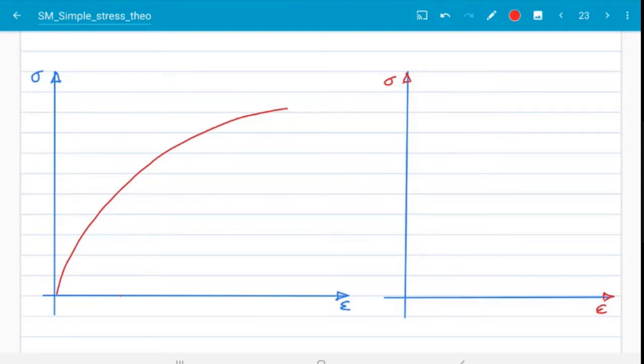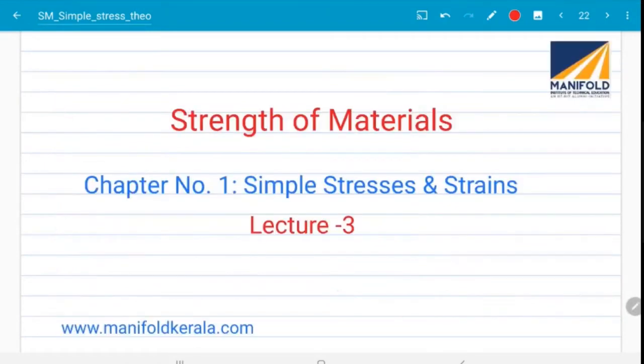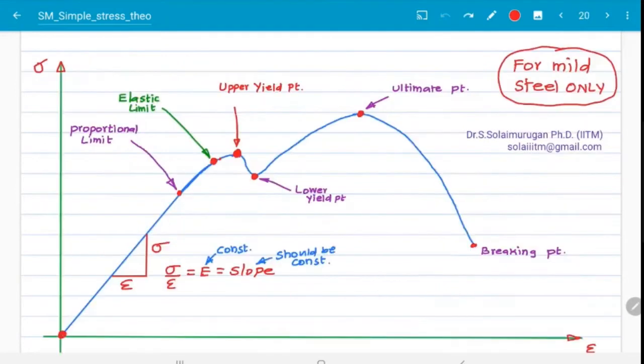Yes, this is the stress strain curve for mild steel. What you are saying? We spoke about the difference between proportional limit and elastic limit only. We did not enter into yield point, right? Yes, I'll discuss it, so we will continue this.